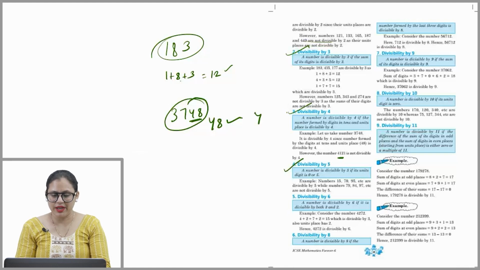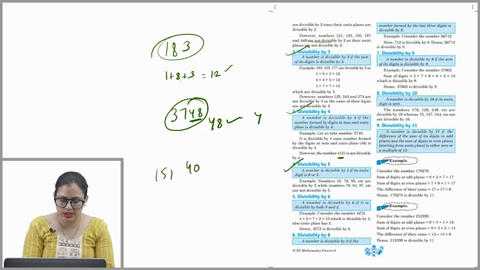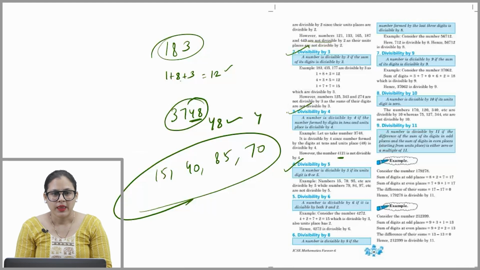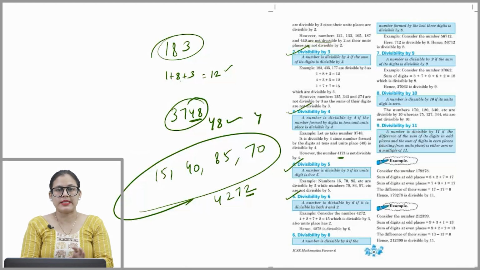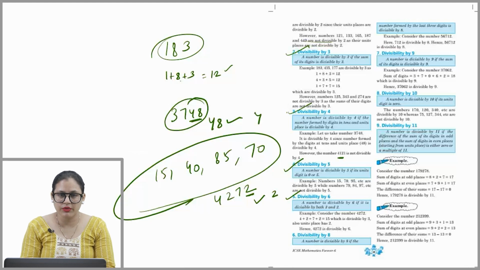Next, divisibility by 5. A number is divisible by 5 if its units digit is 0 or 5. That means 15, 40, 85, 70, all these numbers are divisible by 5. Next, divisibility by 6. A number is divisible by 6 if it is divisible by both 3 and 2. Consider the number 4272. The units digit is 2, that means it is divisible by 2. Now let's find the sum of the digits. 4 plus 2 plus 7 plus 2.